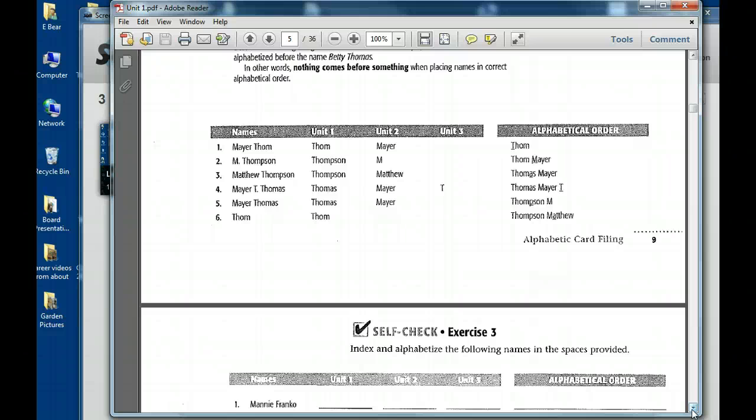Complete self-check exercise number 3. Check your answers and ask questions if needed.